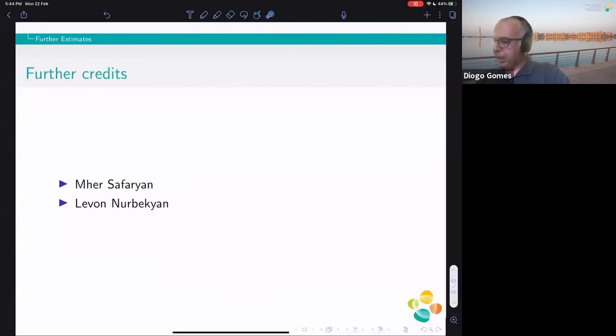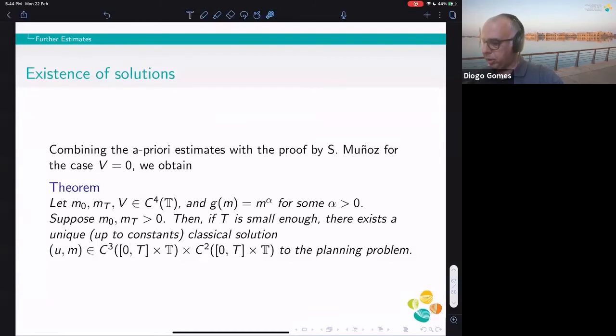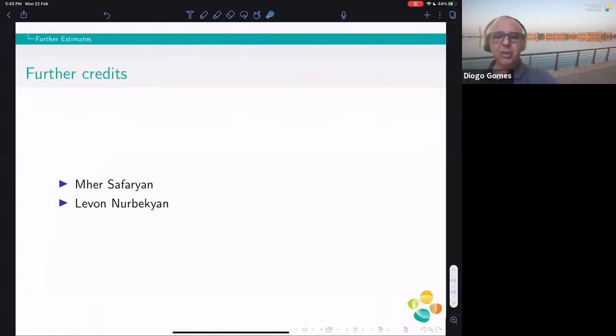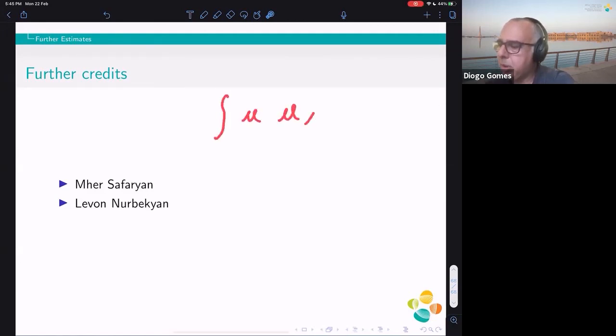to this planning problem. Okay, so let me just tell you one more thing. So I put here some further credits, and the reason is that actually I benefited a lot from working with these two people. So one was Levon Nurbekian, and let me tell you how we came up with this displacement convexity. At some point I was involved in this project of looking at symbolic computations for PDEs, and what we were interested in is finding more or less automatic ways to decide when expressions can be integrated by parts to be positive. For example, you have an expression like this and you want to decide, can I integrate this by parts and get, in this case, a negative quantity.